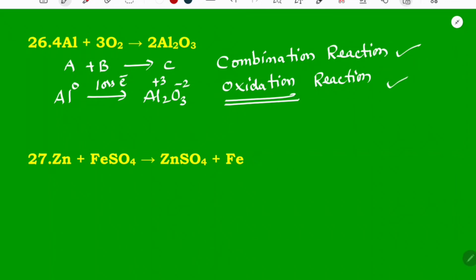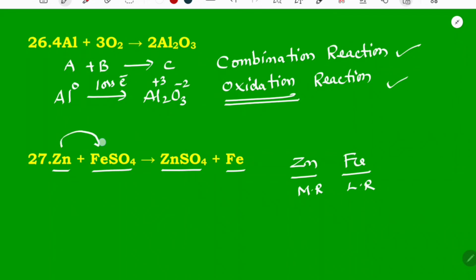So next, zinc is reacting with ferrous sulfate to form zinc sulfate and iron. Of these two metals, zinc and iron, zinc is more reactive. Iron is less reactive. So more reactive zinc can displace the iron from iron sulfate to form zinc sulfate. So the iron goes out.